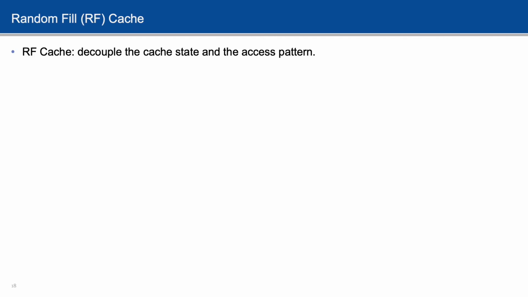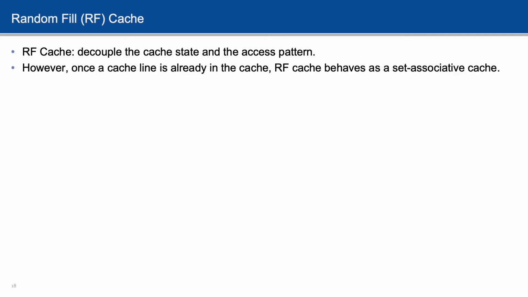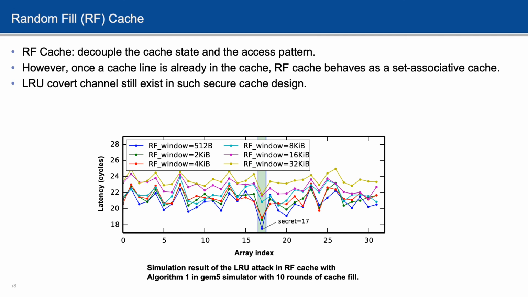We also look at one example of a randomized cache, the random fill cache. The idea is to decouple the cache state and access pattern. When one data block is accessed, the data block will not be fetched into the cache, but another random address will be fetched into the cache. However, once the cache line is already in the cache, the cache just behaves as a normal set-associative cache. Thus, the LRU covert channel still exists in such a secure cache design. And we evaluate our attack in the simulator and find the attack can work.